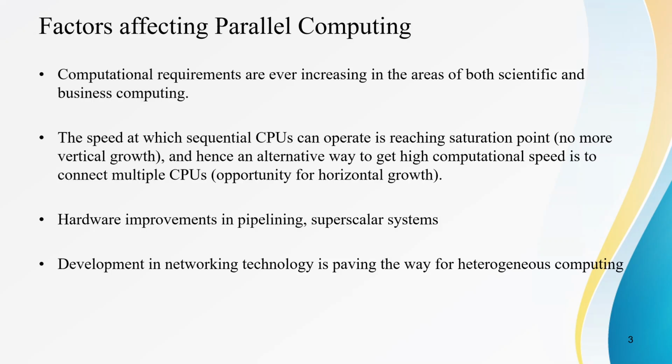Now, what are the factors that affect parallel computing? Computational requirements are ever increasing. If you take scientific or business computing areas, you need more speed, you need more storage, everything is increasing. The speed at which sequential CPUs can operate is reaching a saturation point. So, you cannot do everything using a single CPU that is operating sequentially.